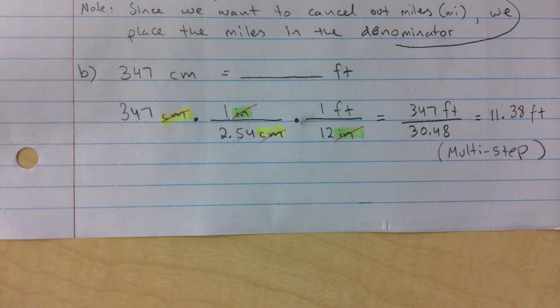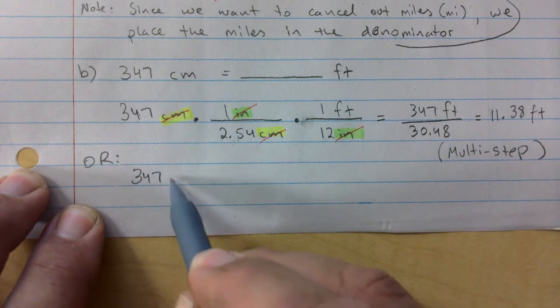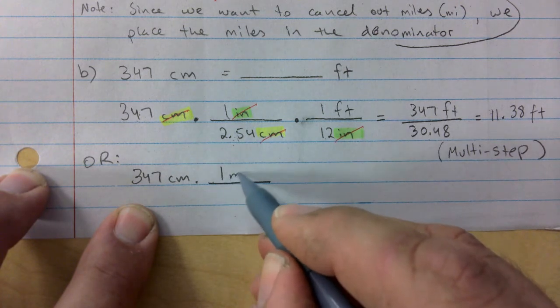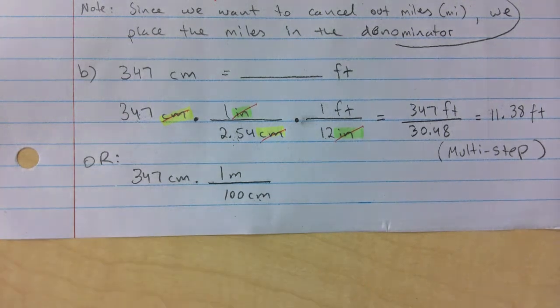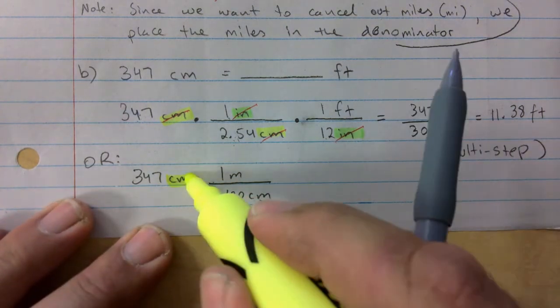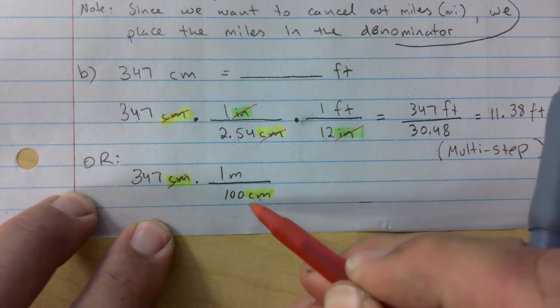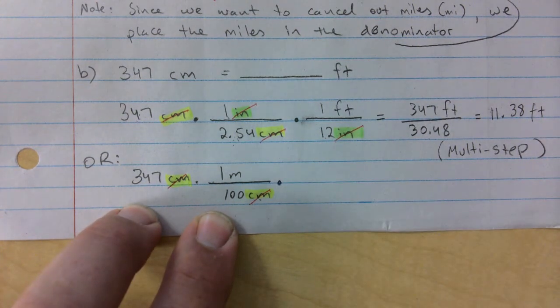I'll show you a different way, just because I need you to know always, as long as it's mathematically sound, that you're doing it right, okay? So, let's say you started with 347, and you knew that 1 meter had 100 centimeters. Again, I'm putting the centimeters down here because I want to cancel them out. So we use that. We are able to cancel that out. No problem, right? I need to continue because I'm still not in feet.